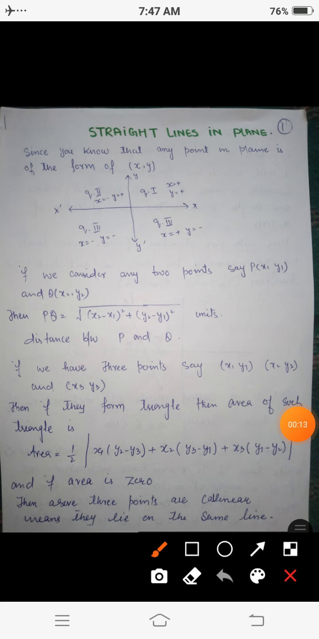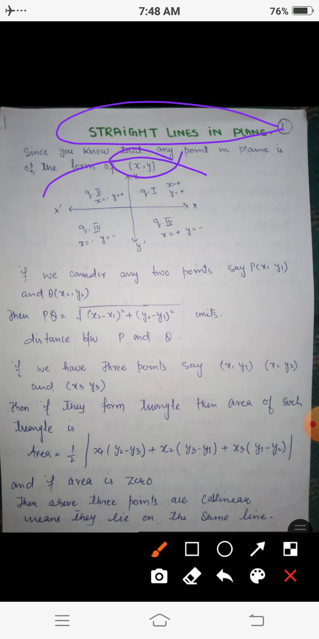In earlier classes you studied about points in a plane, that is coordinate geometry. You know that any point in the plane is of the form (x, y), meaning the coordinates of a point in this plane are of the form (x, y). Usually in the coordinate plane, we have two axes.